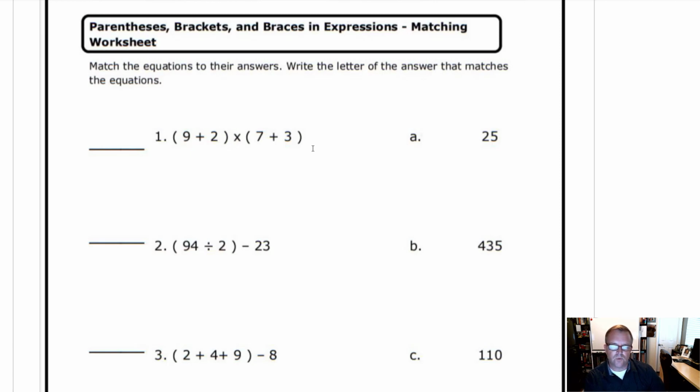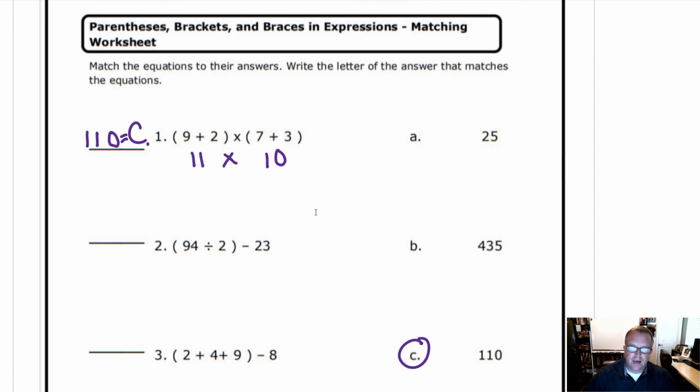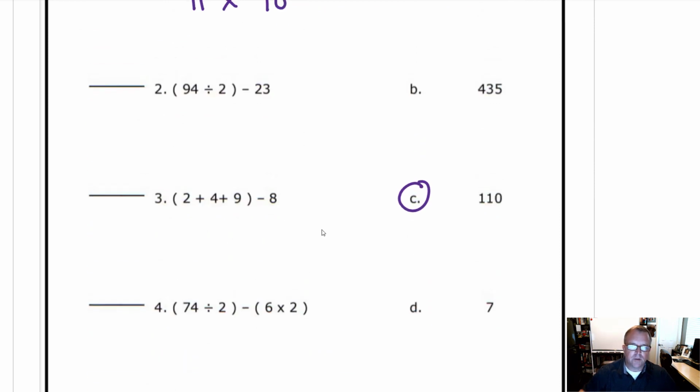Okay, so here we have in parentheses what? We have 9 plus 2. We know that's 11. And here we have in parentheses 7 plus 3. We know that's 10. So now we have 11 times 10. All right, so 11 times 10 would just be an 11 with a 0 after it, right? So let's see, that is letter C. I'll just say that equals C, right? Here we have C.